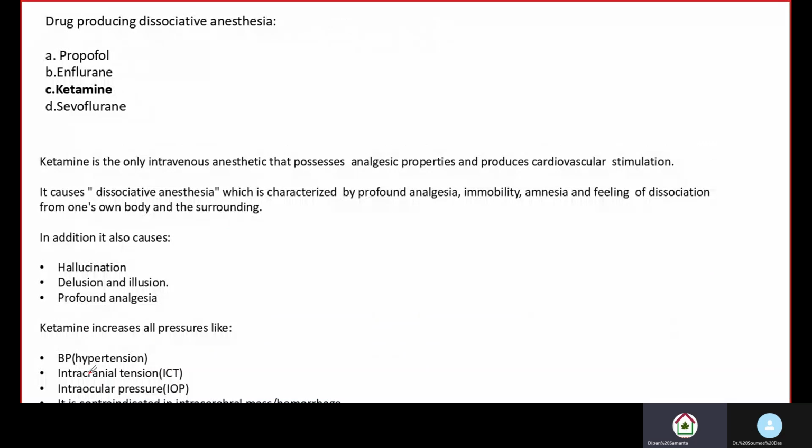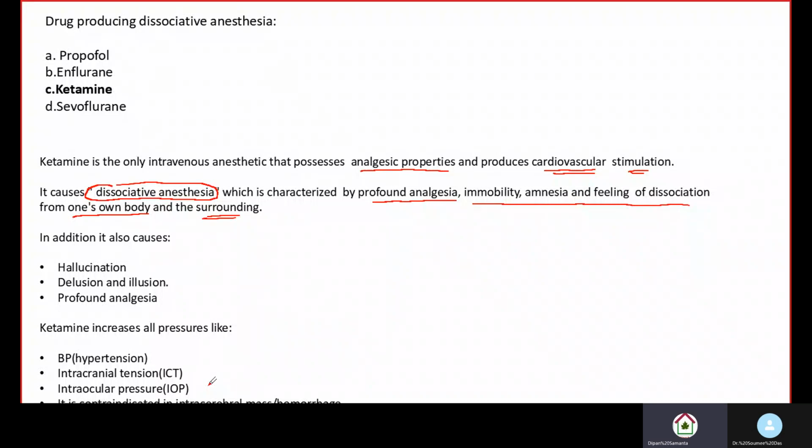Producing dissociative anesthesia, ketamine. It possesses analgesic properties and it produces cardiovascular stimulation. It causes dissociative anesthesia, characterized by profound analgesia, immobility, amnesia, and a feeling of dissociation from one's body and the surroundings. That is dissociative anesthesia. The body becomes lighter, the patient may say.